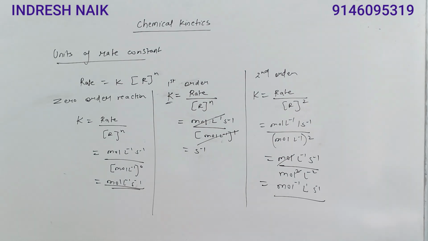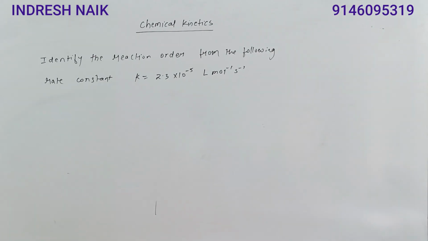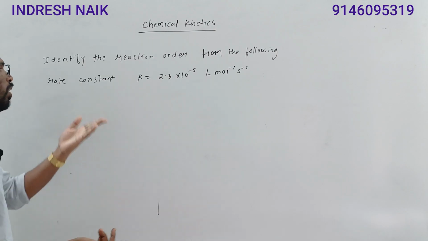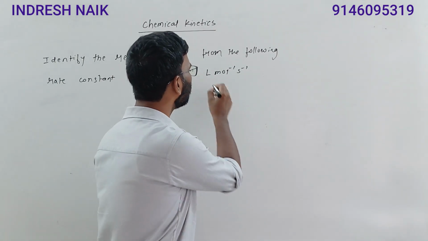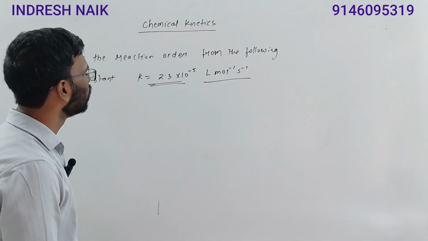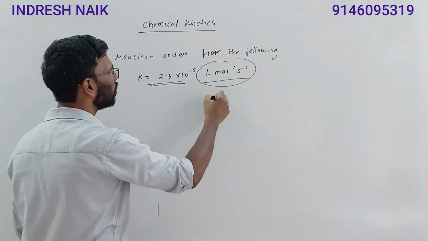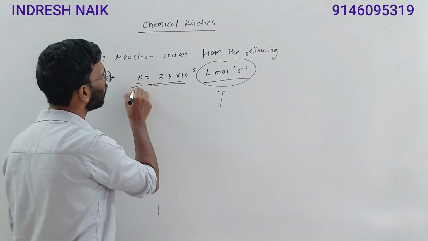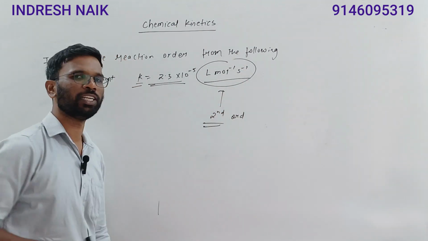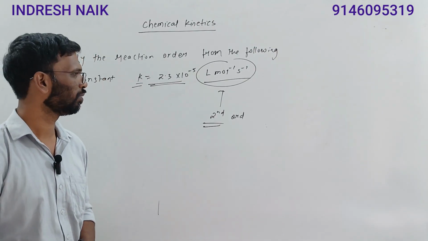There was one simple question asked. Okay, this is the question. Very simple. I know how to solve this. Identify the reaction order from the following rate constant. The rate constant value is given. How will I identify? From the units. That is the simplest way to identify the order of the reaction. Here the unit given is liter per mole per second, or per mole liter per second, one and the same. This is the unit of the rate constant when the order is second. This is a second order reaction. If this was per second, then it is first order. If it is moles per liter per second, then it is zero order. Very simple.